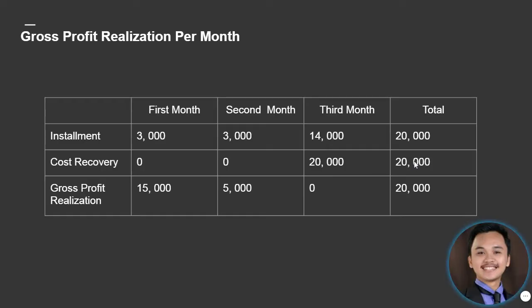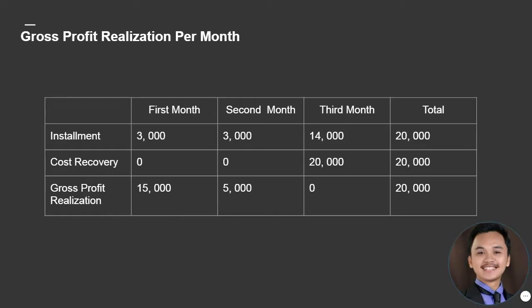Again, the total gross profit to be recorded in the entire transaction will still be 20,000. So that is under the cost recovery method. On the third method, under gross profit realization, again, we account our first collections as part of our gross profit. So again, in the first month, since we collected cash of 15,000, automatic 15,000 will be recognized as gross profit. And then pila na lang ang balance atong gross profit.